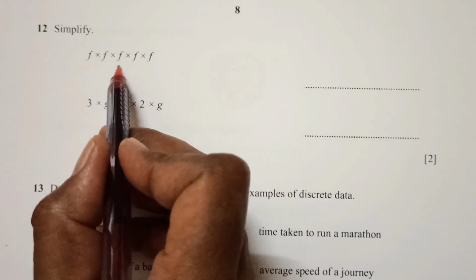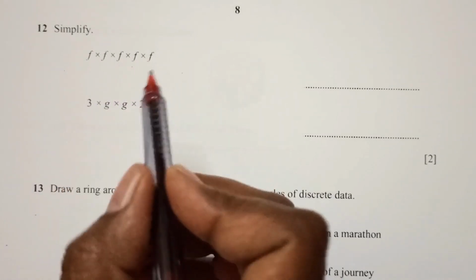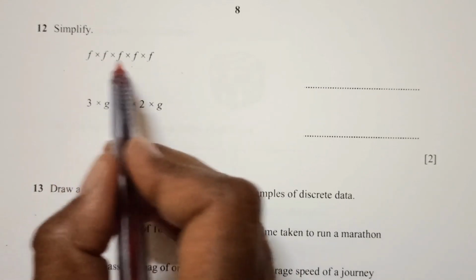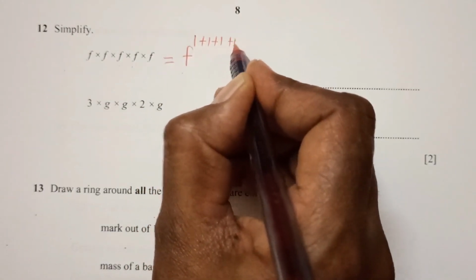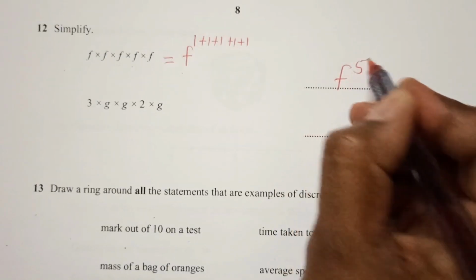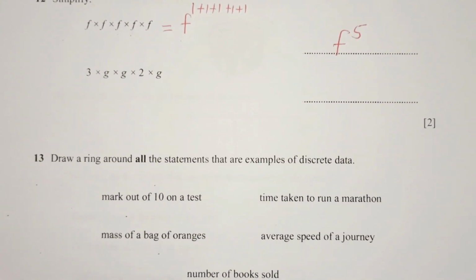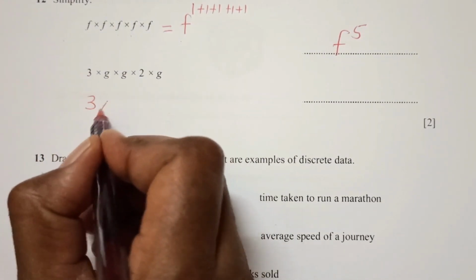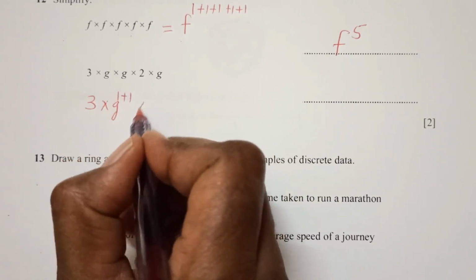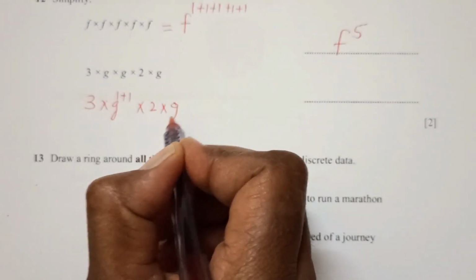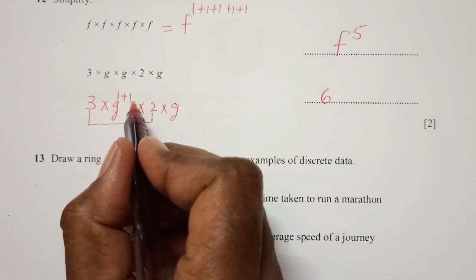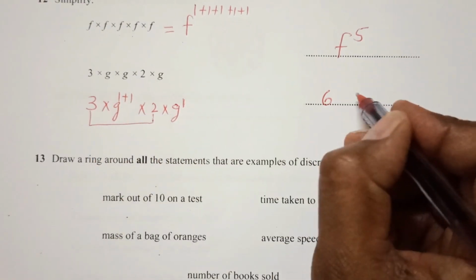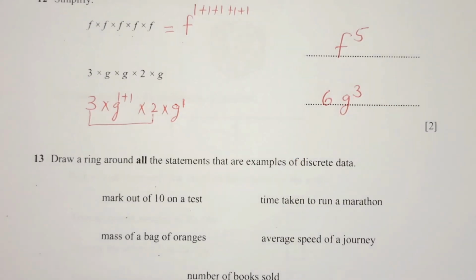Question 12. Simplify f times f times f times f times f. So we can see we have 5 f's there and they are multiplied. When you multiply the variables, the powers get added: 1 plus 1, 2, 3, 4 and 5. So simply it is f power 5. Then the second one: 3 times g, 1 plus 1, 2, times 2 times another g. So we will multiply the numbers, that is 6, and g powers 2 plus 1 is 3. So 6g cubed.